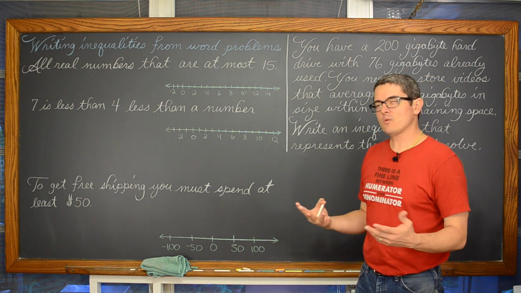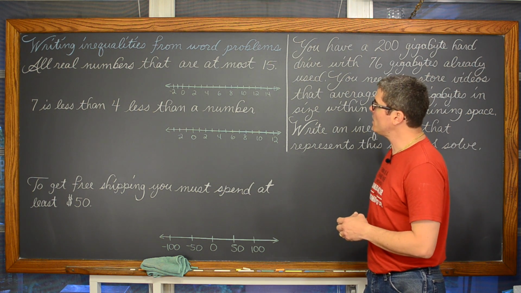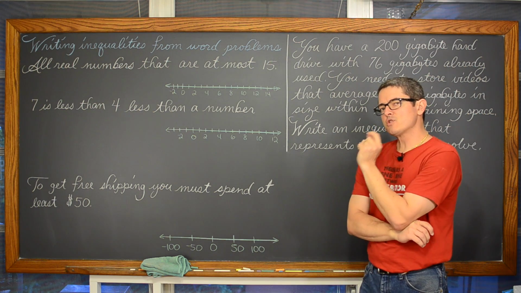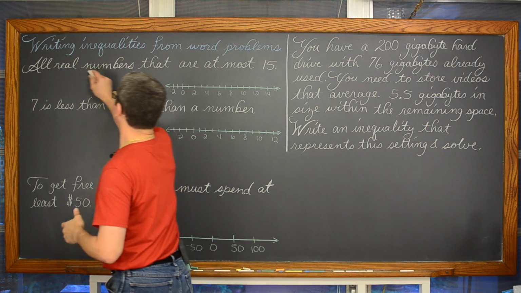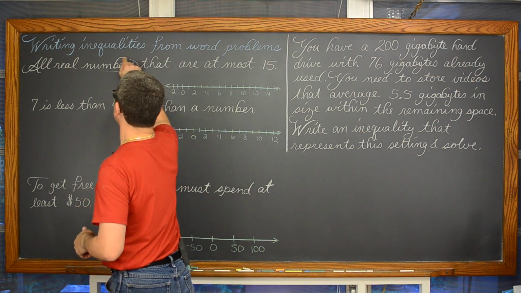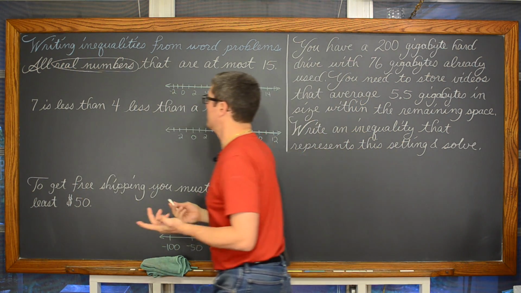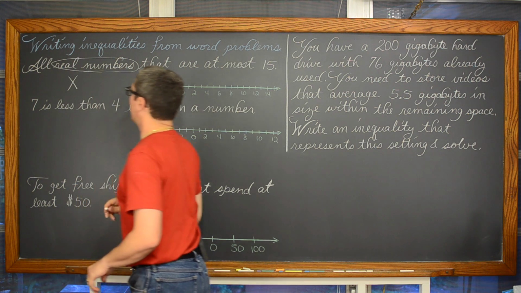Well, how am I going to write an inequality for that? All numbers that are at most 15. If you're not sure, we're going to put all real numbers. So there's a statement about a number in this example, but we don't know what that value is, and that's going to be our inequality.